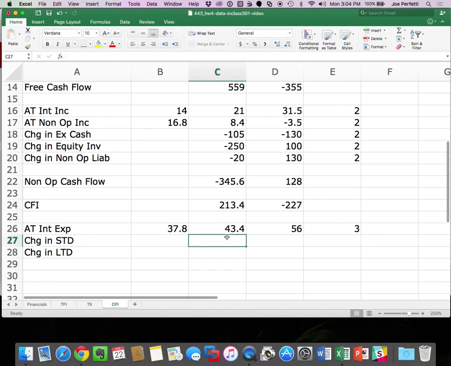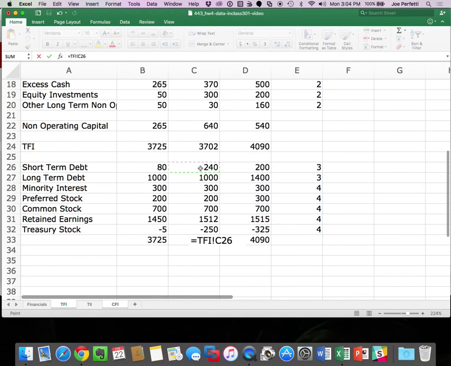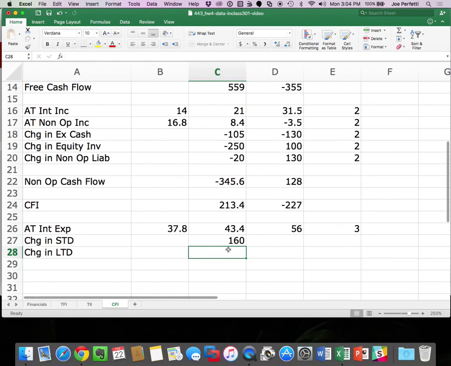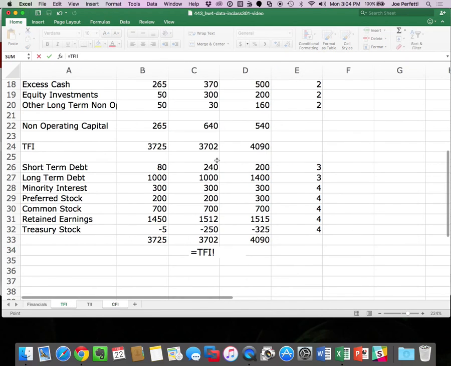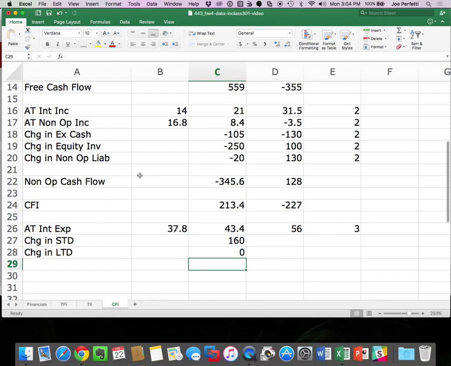All right, so back to debt. My short-term debt went from 80 to 240. And my long-term debt didn't change in the first year. So when I increase my short-term debt, is that a positive or negative number on the CFI? So it's also going to be a negative number for the long-term debt as well.